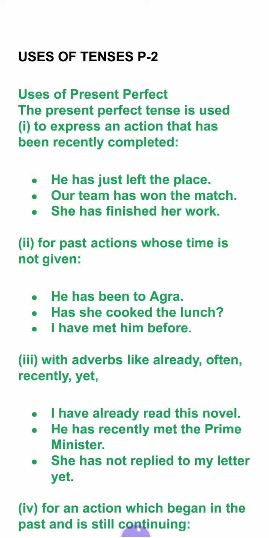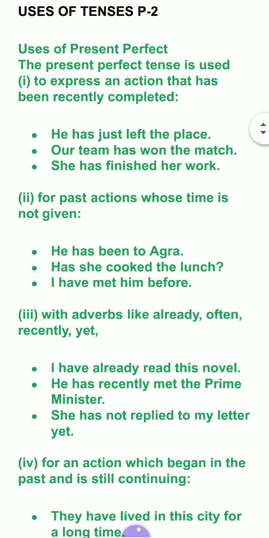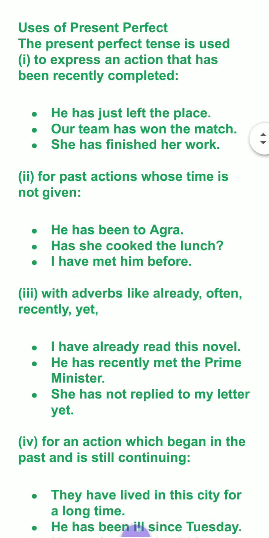I and you being singular, they take have. This is the exception. I have, you have, they are used in singular form, but they take have. So this is the exception. Now see in which situation the present perfect tense is used to express.